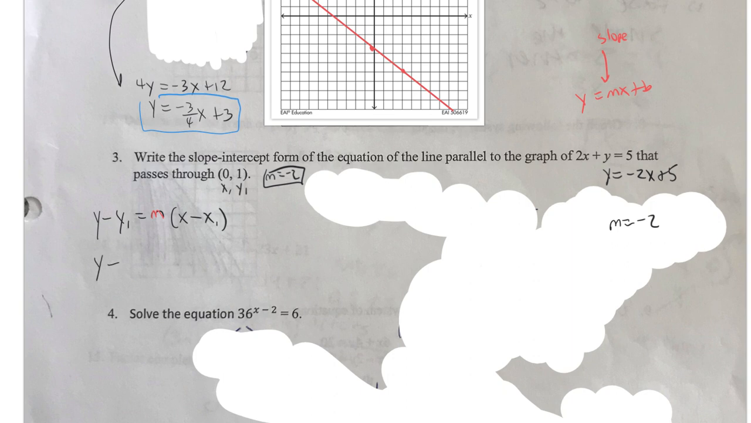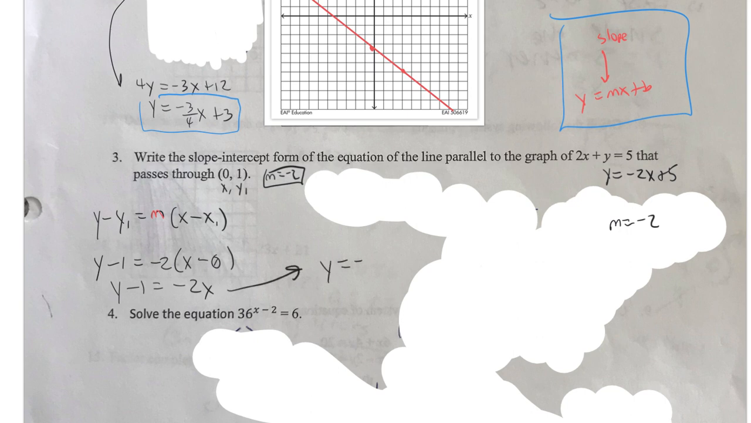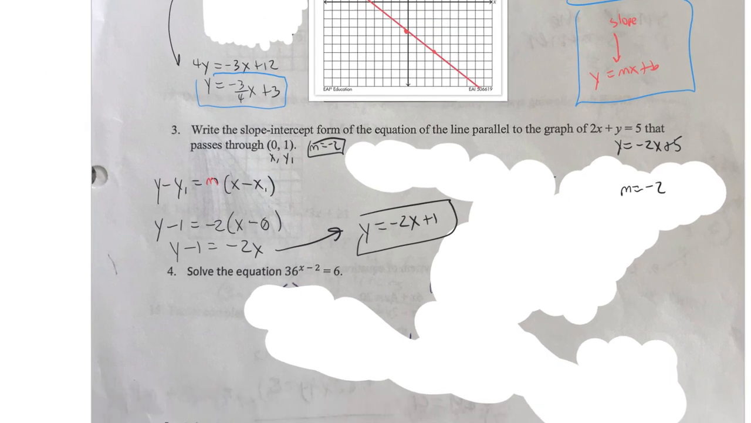So we have y minus 1 equals -2 times x minus 0. Simplifying that would give us y minus 1 equals -2x. And they want this to be written in slope-intercept form, which means they want the final answer to look something like this, right? So we've got to get that y by itself. Well, that's very easy. All you have to do is add 1 to both sides. So we would have y equals -2x plus 1. So that's that one.